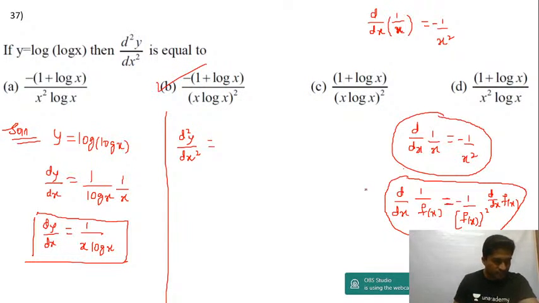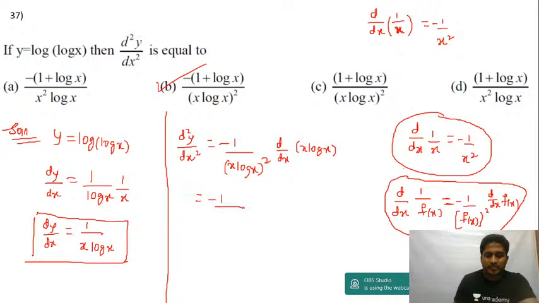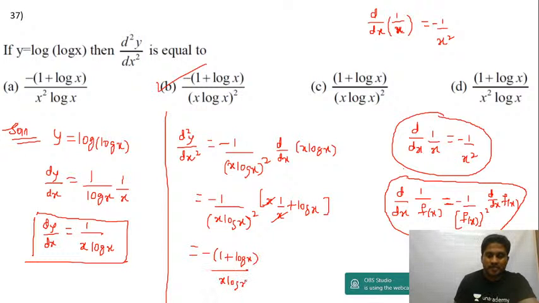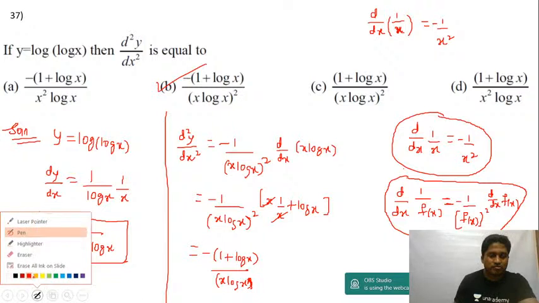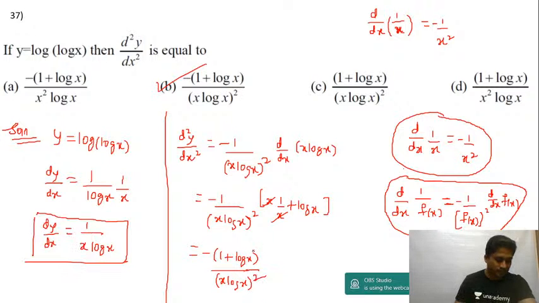So if I differentiate, differentiation of 1 by x is equal to minus 1 by x square, so minus 1 by x log x the whole square, and then you get d by dx of x log x. Now this will be equal to minus 1 by x log x the whole square. And then first function is x, differentiation of log x is 1 by x, plus second function is log x, differentiation of x is 1. This will cancel. You will get minus of 1 plus log x upon x log x the whole square. Otherwise, no issues, you can use quotient rule. If you use differentiation u by v rule, that is quotient rule, you still get the same answer.